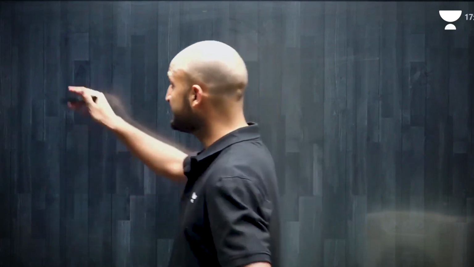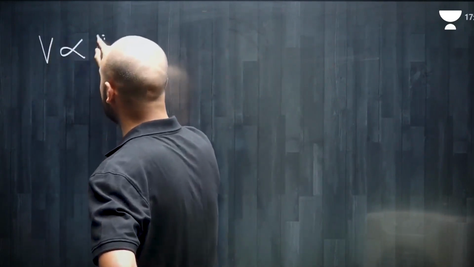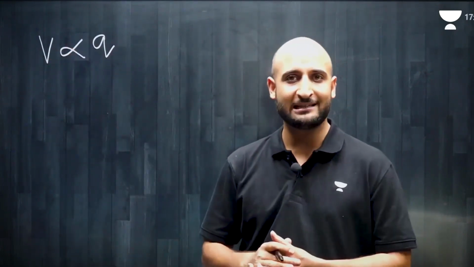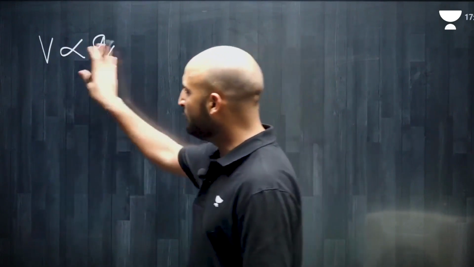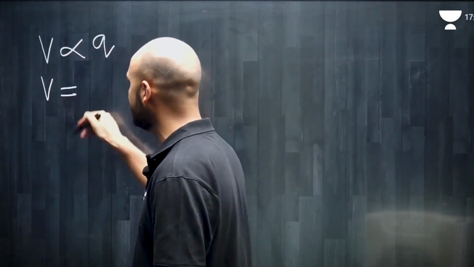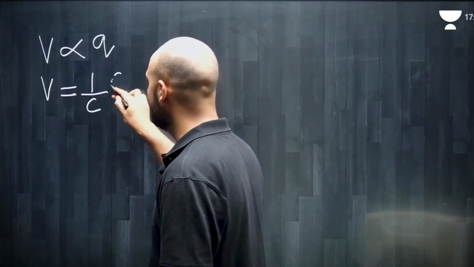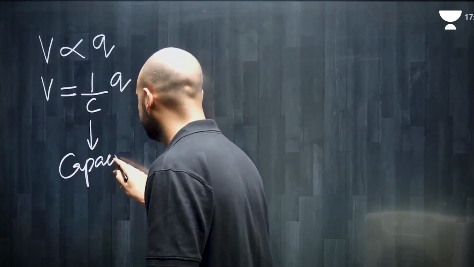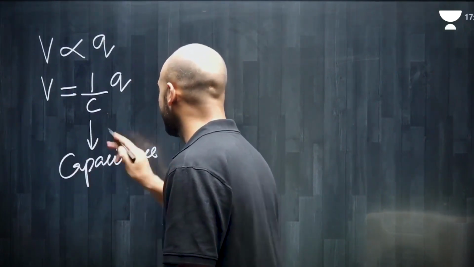In electrostatics, we know that when we give charge to a conductor, potential is developed on the surface, right? So what will be the potential on the surface? That depends on how much charge you have given to the surface. That means the potential of the conductor is proportional to the charge given, right? The more the charge given, the more the potential developed on the surface. When you remove the proportionality here, you get the proportionality constant: V is equal to 1 by C into Q. Now this C is what we call capacitance.